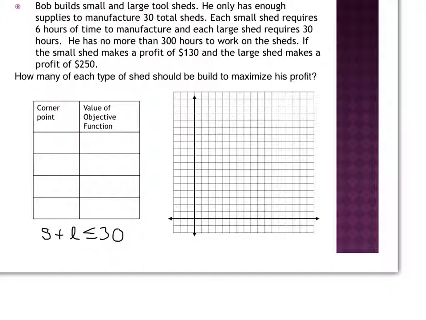Now, each small shed requires 6 hours of time, and the large sheds require 30 hours of time. So 6 times the number of small sheds he makes plus 30 times the number of large sheds that he makes should be no more than 300 hours. So 300 hours or less.